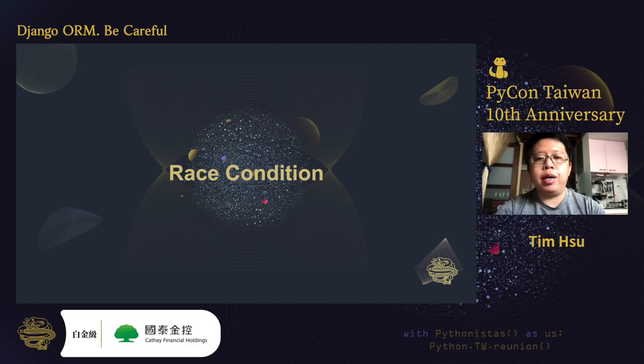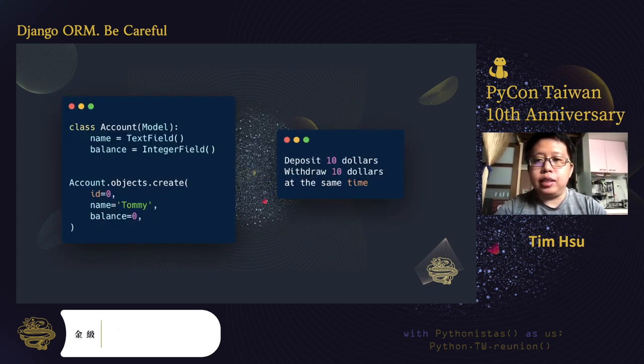Now we talk about race conditions. If we access one row at the same time, a race condition usually happens. We first introduce our sample model and the sample data. We have an account model with a name field and a balance field. Balance begins at $0 and the account is named Tommy. We discuss the scenario of a deposit of $10 and a withdrawal of $10 at the same time.